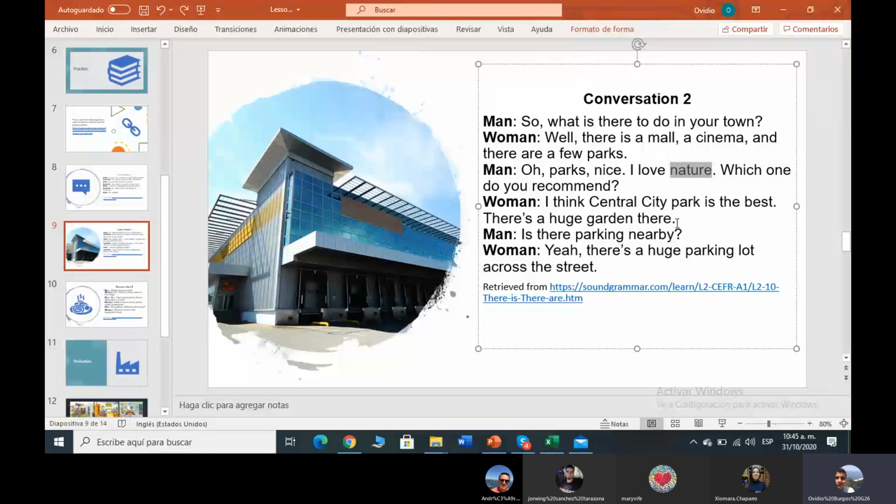And these other words are very important too. The correct pronunciation is huge. Huge, okay? Huge garden. Huge significa enorme. Huge, okay? Well, very good, dear students.